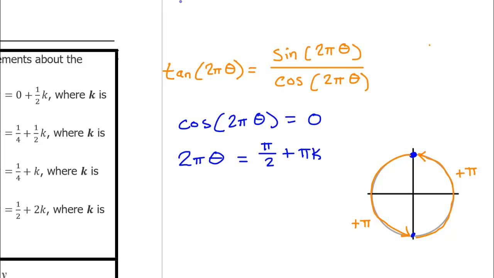We just need to do a little bit of algebra to get theta by itself. So on the next step, we're going to divide each one of these terms by 2 pi. So we're dividing by 2 pi here, here, and here. So these will cancel out, and we are left with theta on the left-hand side.